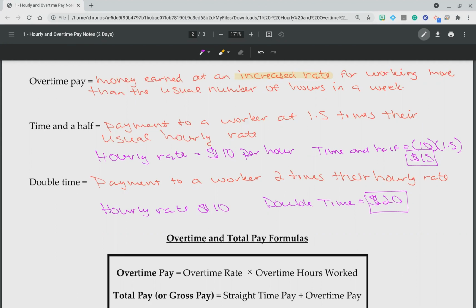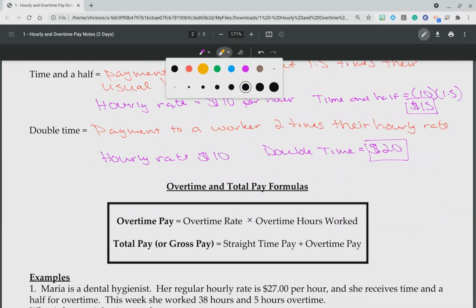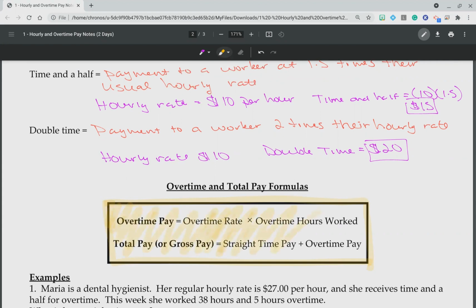Okay, so here's some formulas you're going to need. Again, I like to highlight them so that I can find them a little bit easier in my notes later. So to find your amount of overtime pay, you're going to take your overtime rate, which is either time and a half or double time, and multiply it by the number of hours worked overtime. Now be careful, you're not multiplying it by the total number of hours you worked, you're only multiplying it by the number of hours that you went overtime.